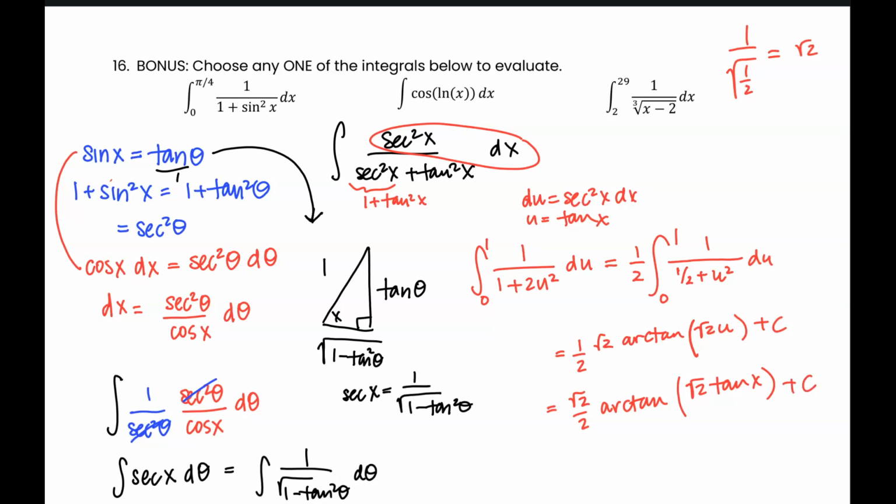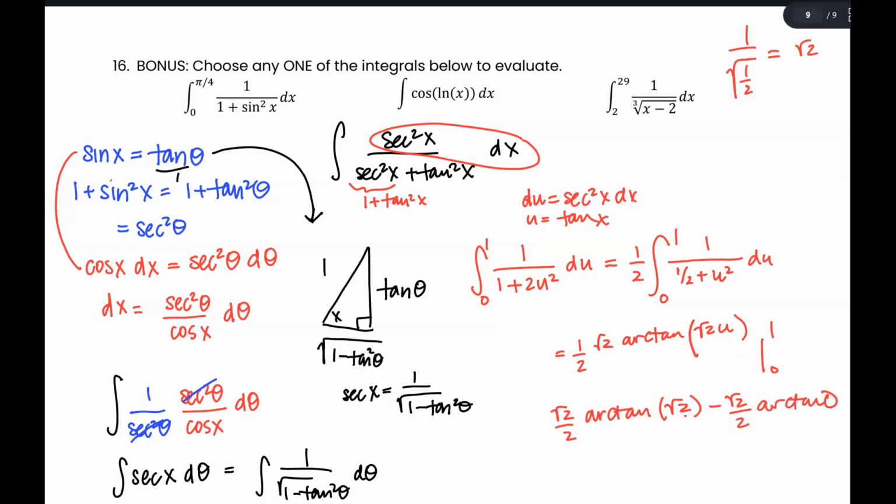Oh crap, that was a definite integral. I didn't even need to go backwards. Hold on while I figure out my life. How easily distracted I am. All right, so we have 1 and 0. So we're going to have root 2 over 2 arctan of root 2 minus root 2 over 2 arctan of 0, which we know is 0.